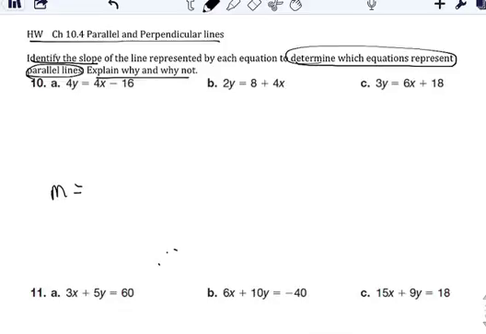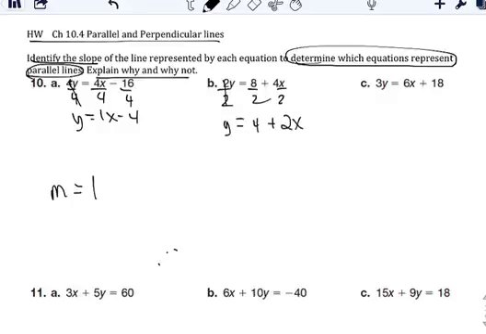Okay, to find the slope, you need to make it into slope-intercept form. So divide by 4 here, divide by 4 here, divide by 4 here. You know, y equals 1x minus 4. So the slope here is 1. Okay. Now, divide by 2 here. Y equals 4 plus 2x. So the slope here is 2.